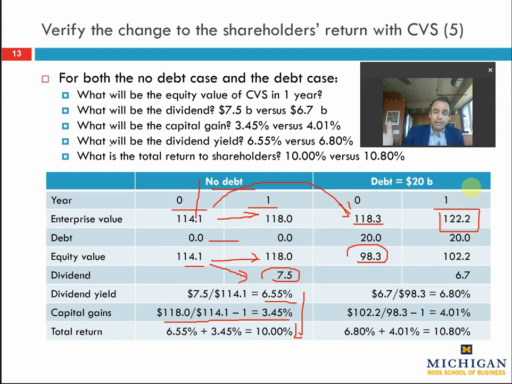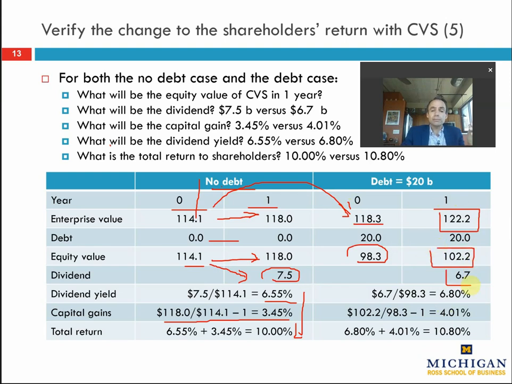I've just repeated the present value computations but moved them a year later in time. I've just grabbed the cash flows from years 2 onwards instead of year 1 onwards. The debt is constant at $20 billion per year, which means equity value in 1 year's time is $102.2 billion.